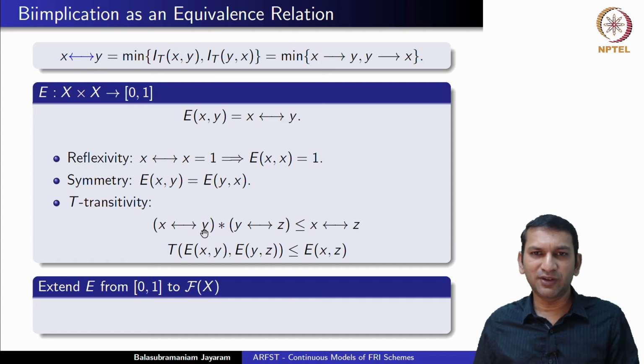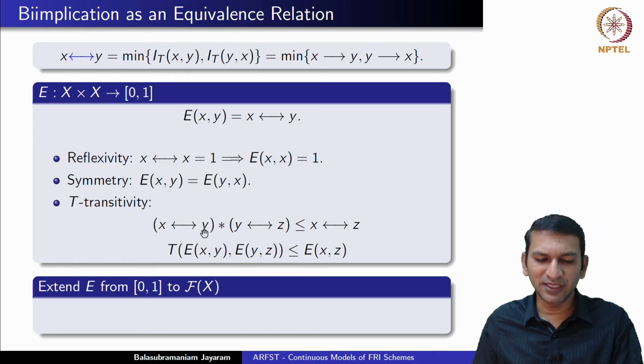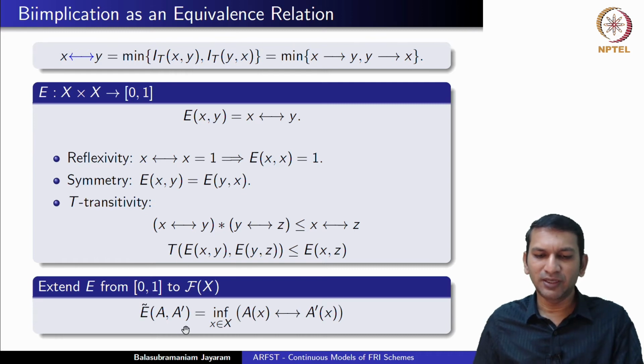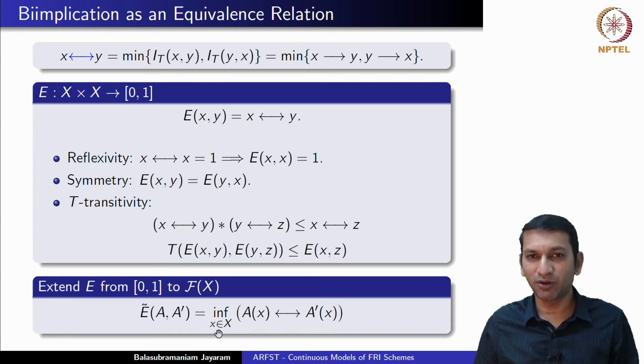Of course, once you have a relation on [0, 1], you can extend it to the space of fuzzy sets as follows. You can take the membership values and use the biresiduum on this, and then take the infimum over all of those such values.